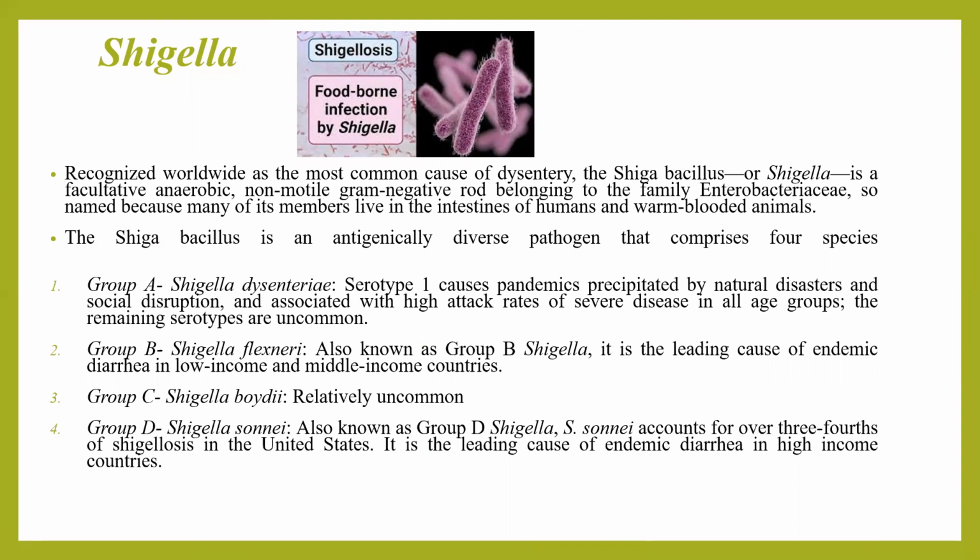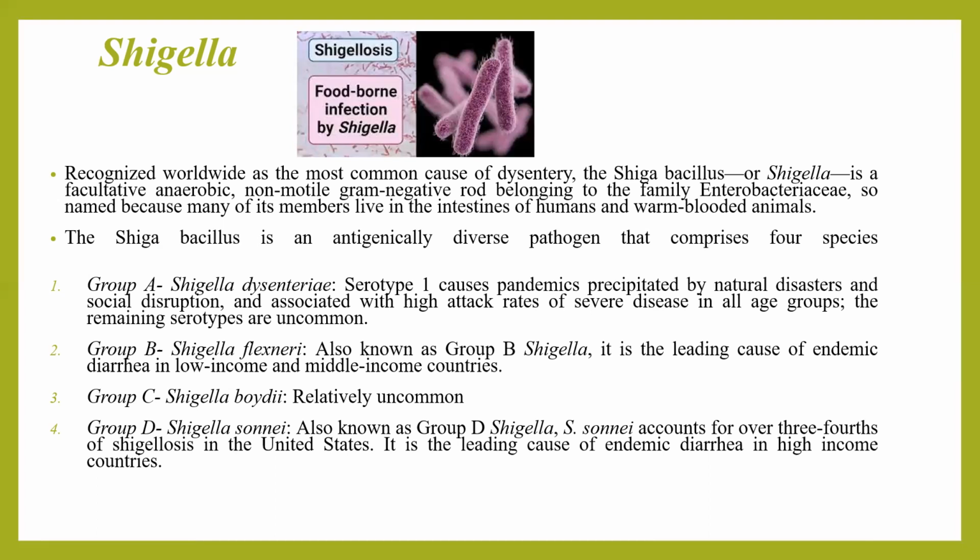It is named so because many of its members live in the intestines of humans and warm-blooded animals. The Shiga bacillus is an antigenically diverse pathogen that comprises 4 species. They're grouped into group A, B, C, and D. Group A is Shigella dysenteriae, which has serotype 1 and causes pandemics precipitated by natural disasters and social disruption, and is associated with high attack rates of severe disease in all age groups. The remaining serotypes are uncommon. The most common one is group A.